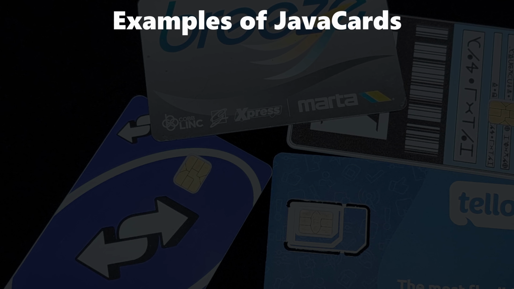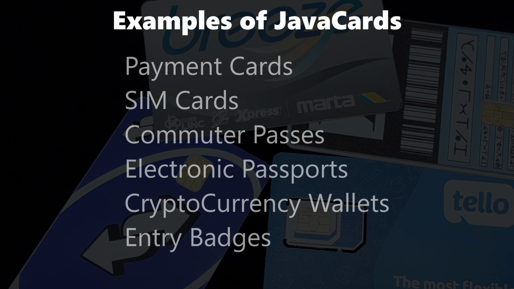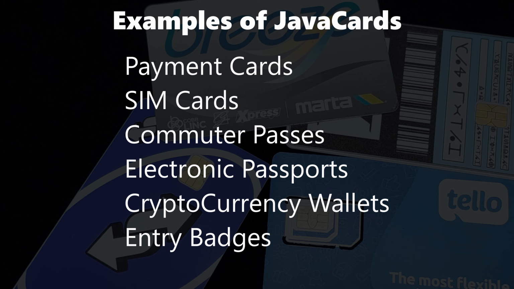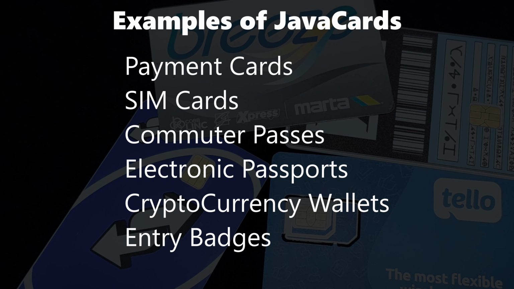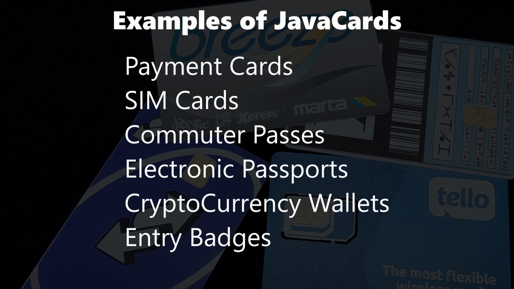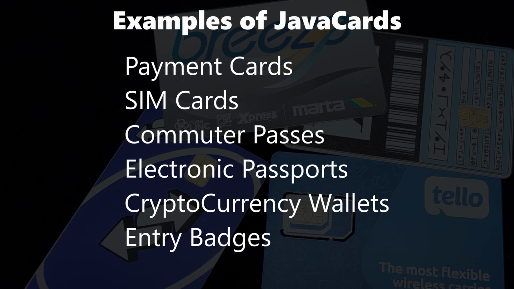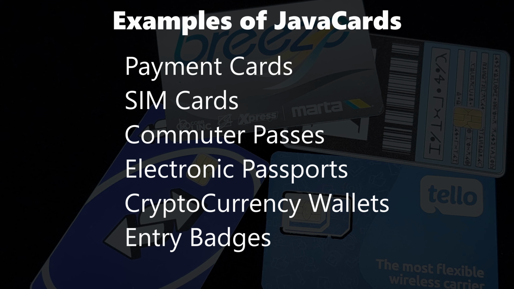You have used them. Some examples of them are payment cards, SIM cards, commuter cards, electronic passports, cryptocurrency wallets, and entry badges. Now, this video is just to show how to build a dependency for another video that I'm doing in which I actually do Java card development.